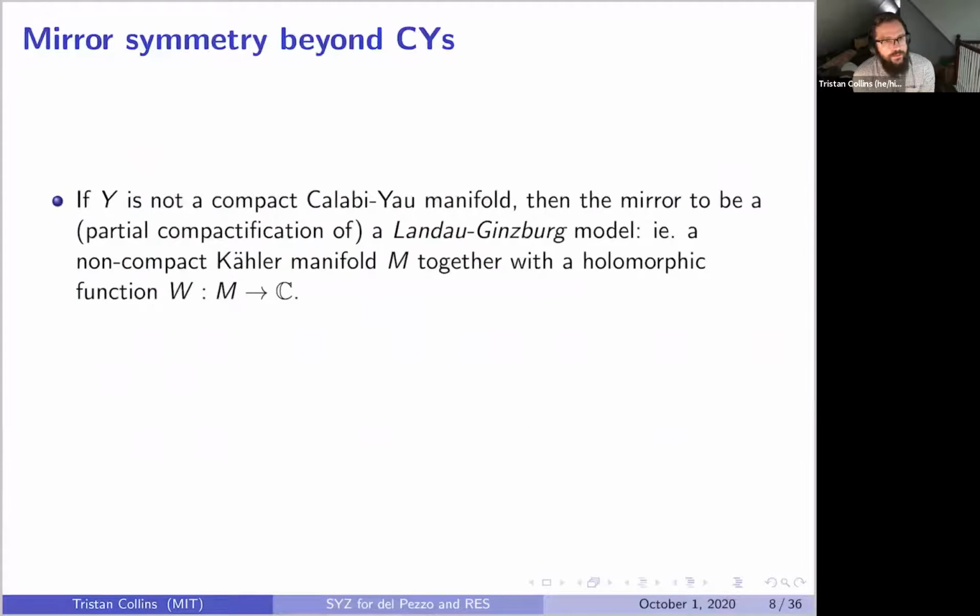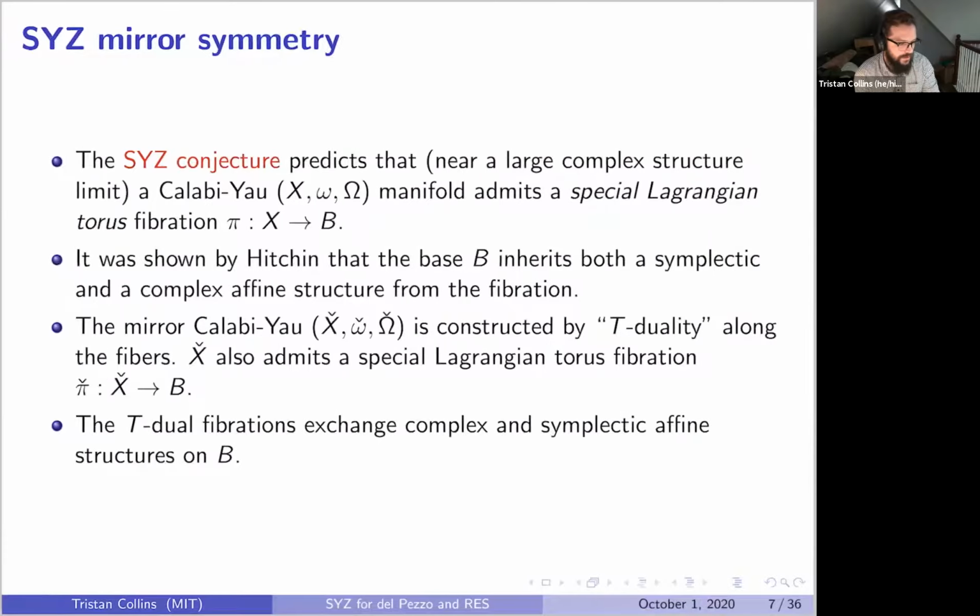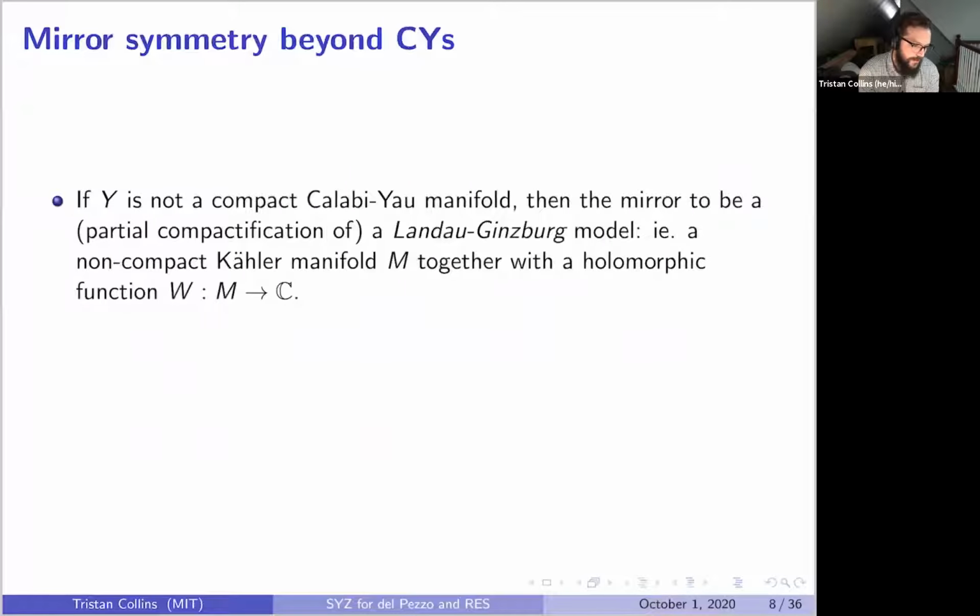So what about mirror symmetry beyond Calabi-Yau? To talk about the SYZ conjecture, we needed to have this Calabi-Yau structure. So what about for non-Calabi-Yau manifolds? This is well studied, and there have been a lot of talks about it in this very workshop. But the picture is that if you have a manifold which is not Calabi-Yau, for example if the anti-canonical bundle is effective, then the expectation is that the mirror should be a Landau-Ginzburg model, or perhaps a partial compactification of a Landau-Ginzburg model, which is some non-compact Kähler manifold with a holomorphic function from M to C. Now, what do I mean by a partial compactification?